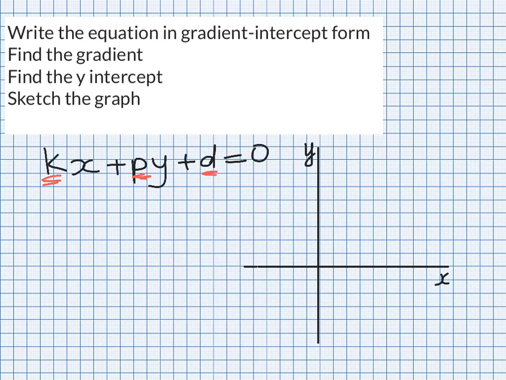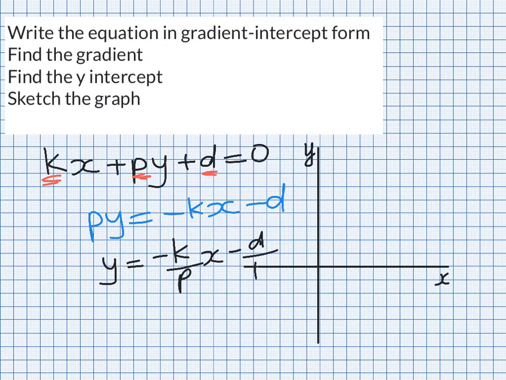We want to rearrange this one to find the gradient and the y-intercept. So we work just as we did before. k, p and d are still just numbers that we happen not to know. So py is equal to negative kx minus d, and then y is equal to negative k over p, x minus d over p. So let's go over the steps that I did here again. I'm trying to make y the subject, so I keep the thing with the y's on this side. I subtract kx from both sides, and I subtract d from both sides. That gets me to this line here.